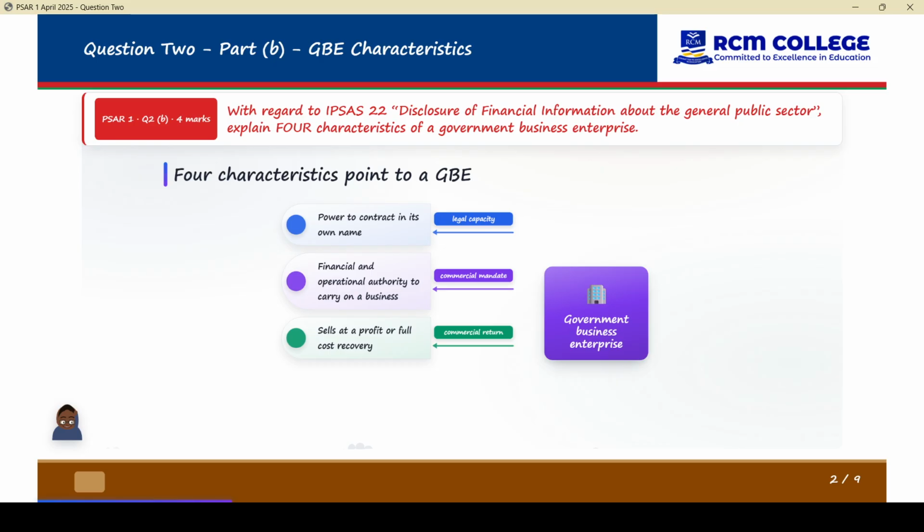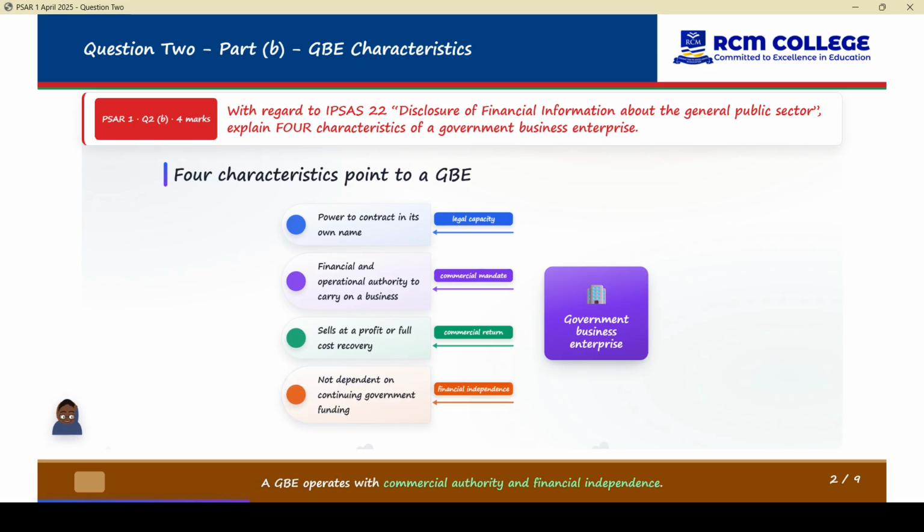While other normal government entities, theirs is not to get profit, this one is a business enterprise. It sells goods and services at a profit or on a full cost recovery basis. For example, a national ports authority charges commercial tariffs set to cover cost and return a surplus.